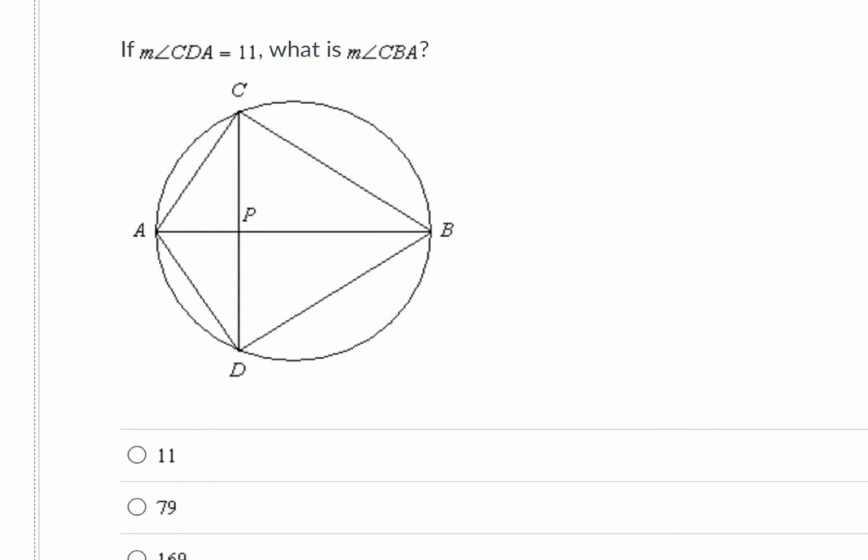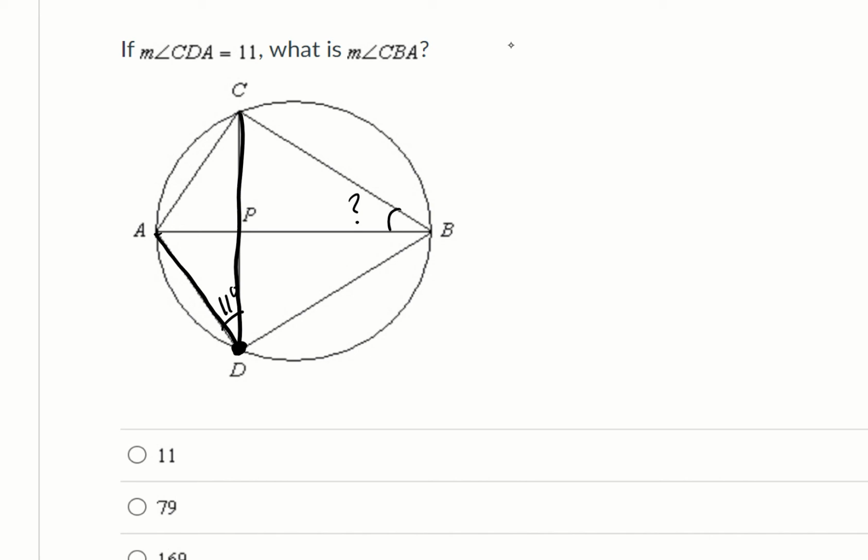All right, the next one, CDA is equal to 11. So let's label that. Angle CDA, so this is 11 degrees. What is the measure of CBA? CBA, so we're looking for that. All right, well, we're going to use inscribed angles to help us out here. We know that an inscribed angle is an angle with two chords. So AD is a chord, DC is a chord, and the vertex is on the circle, which is at point D. So this is an inscribed angle.